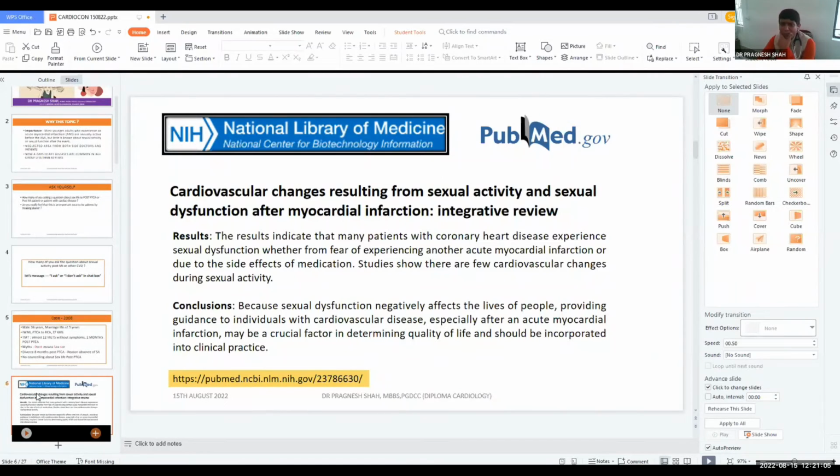So let's see what science says about sexual activity post cardiac events. This is a very good article on the National Library of Medicine about cardiovascular changes resulting from sexual activity and sexual dysfunction after MI. They concluded that because sexual dysfunction negatively affects the lives of people, providing guidance to individuals with cardiovascular disease, especially after acute MI, may be a crucial factor in determining quality of life and should be incorporated in day-to-day clinical practice.